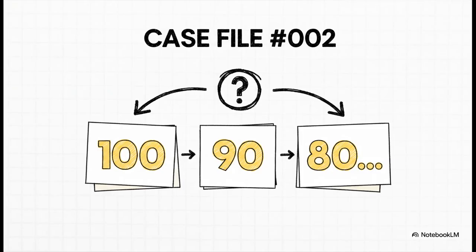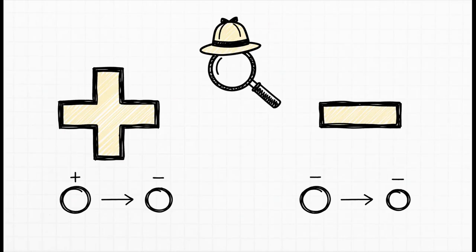Okay, let's lock in this new skill right away. Case file number 5: 100, 90, 80. What's the pattern? What's the rule that's connecting all these numbers? The rule is -10. Simple as that. So what about 9, 8, 7? The rule is -1. Or 33, 30, 27? The rule is -3. Or how about 500, 450, 400? The rule is -50. See the pattern? It's the exact same detective work whether you're adding or subtracting.